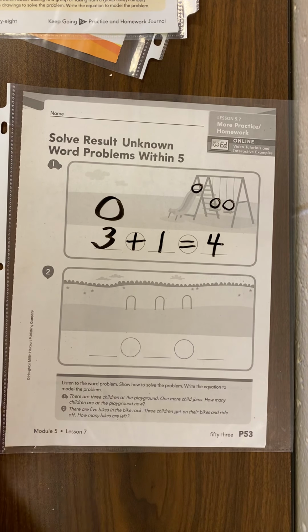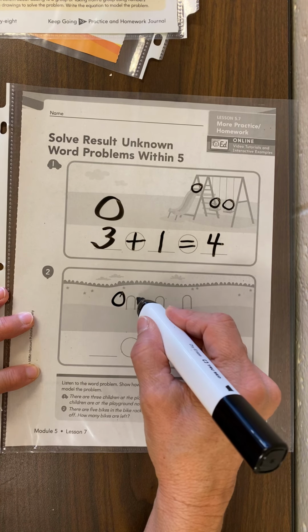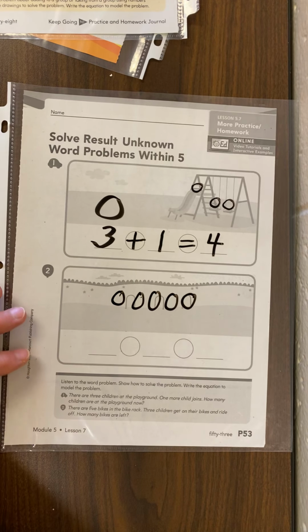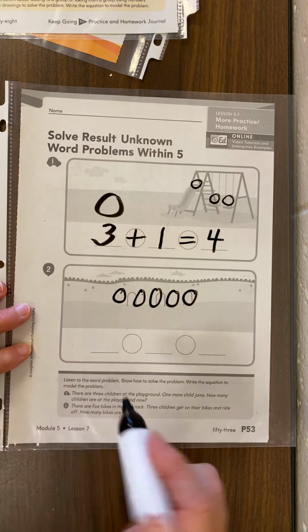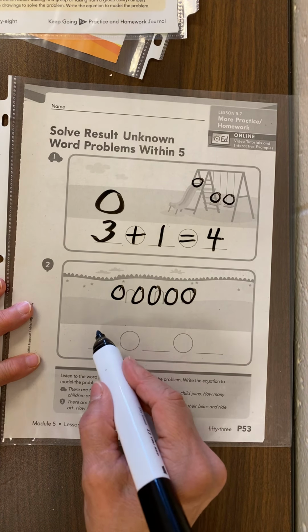Oh, it looks like they're playing, there's a bike rack. There are 5 bikes in the bike rack. So let's draw 5 bikes. 1, 2, 3, 4, and 5. What do we do next? We have our drawing, but we have to write something now. Good, 5.